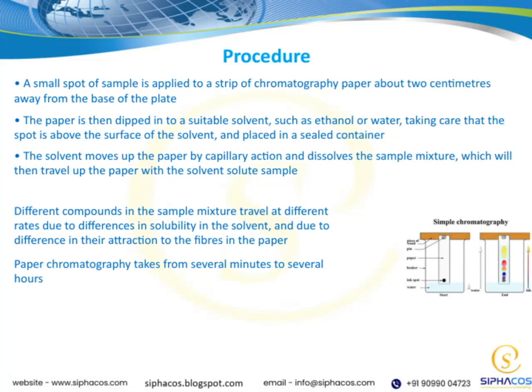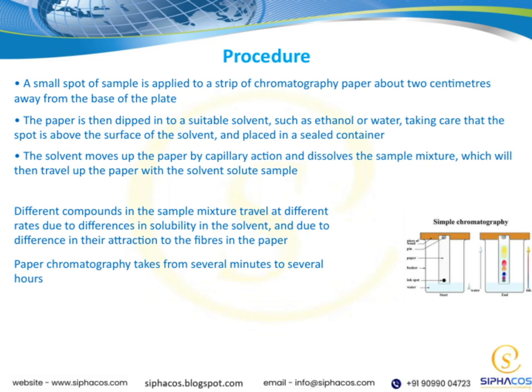Now, different compounds in the sample mixture travel at different rates. This happens because of differences in how soluble they are in the solvent, and also because of how strongly they are attracted to the fibers in the paper. This is the core idea behind paper chromatography, separating mixtures based on these properties. The process can take anywhere from a few minutes to several hours, depending on the sample and conditions.